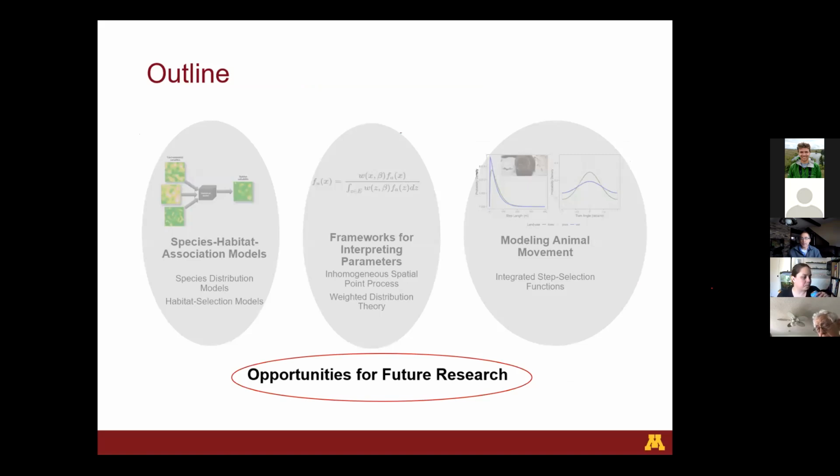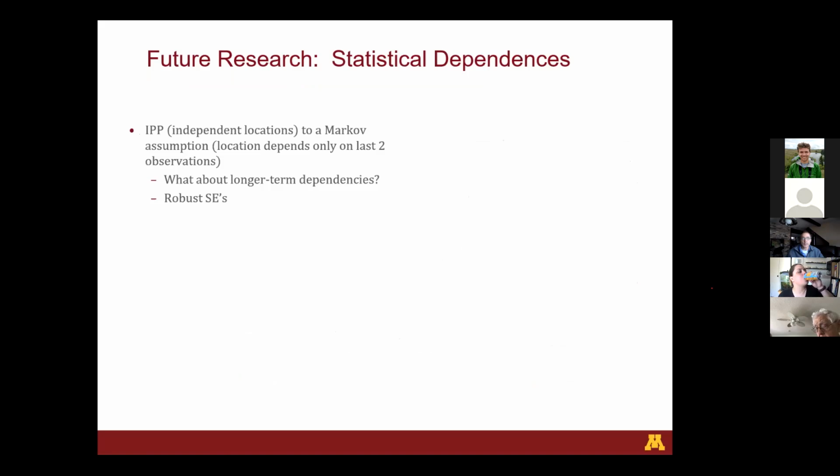I want to say a little bit now and end with some work that is ongoing in my lab to talk about future research in these areas. So one thing to note is I started off this talk by talking about the inhomogeneous Poisson point process and how it assumes that all locations are independent. It can't allow for any spatial clustering except for clustering that's due to spatial covariates. Whereas now these models that incorporate animal movement relax that independence assumption. Essentially, you can think of them as modeling independent steps between consecutive locations.